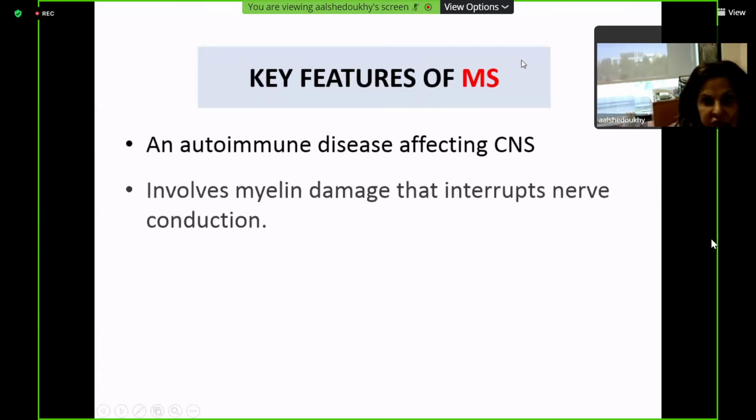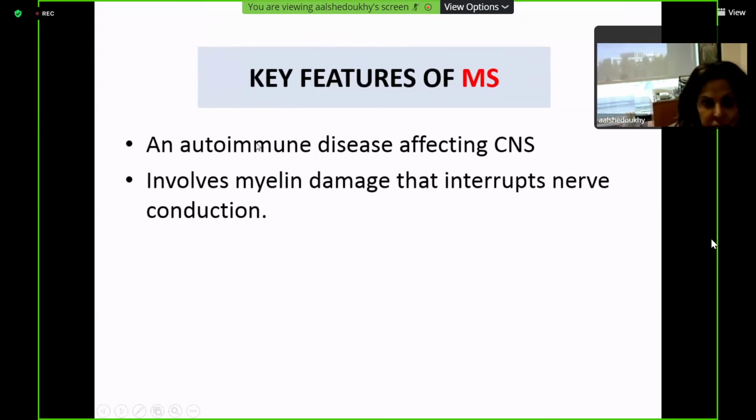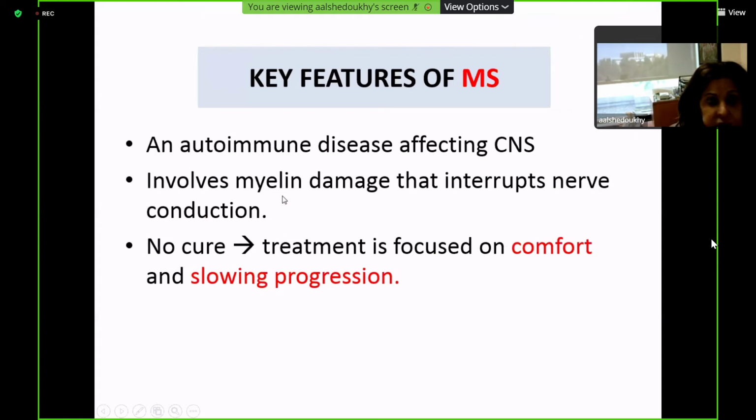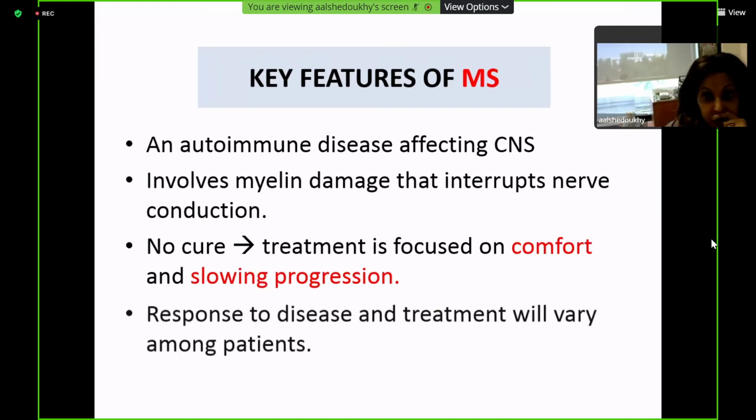These are the key features of multiple sclerosis. It's an autoimmune disease affecting the central nervous system. It involves myelin damage and interrupts nerve conduction. There is no cure so far, but there is comfort and support therapy, and research has also developed targeted therapy to do immune modulation of this autoimmune attack on the myelin sheath.